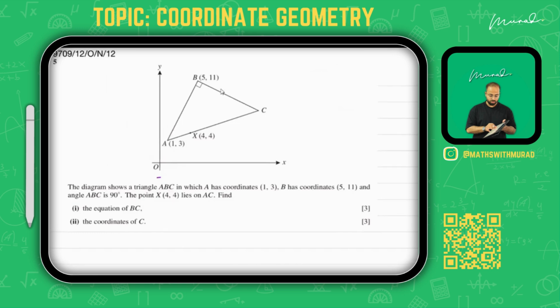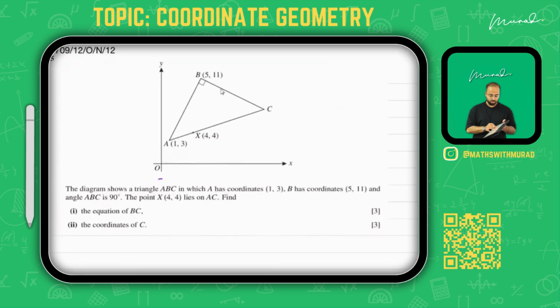Let's do this one. It's not a very simple, easy part, so let's have a look. Now what is happening for this complete part right now is the diagram shows a triangle ABC. So you already know the diagram. You are already looking at the diagram ABC right now, where the coordinates of A are 1 comma 3, the coordinates of B are 5 comma 11, and the angle ABC is 90. The point X, 4 comma 4, lies on AC.